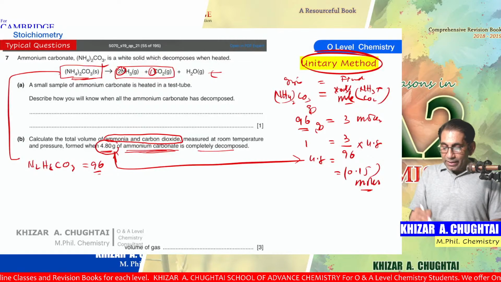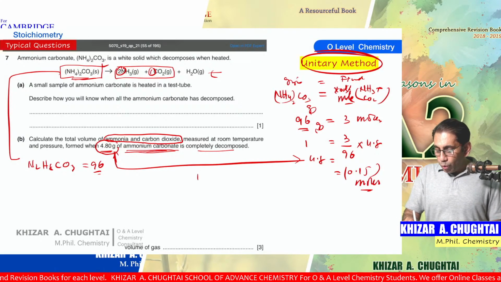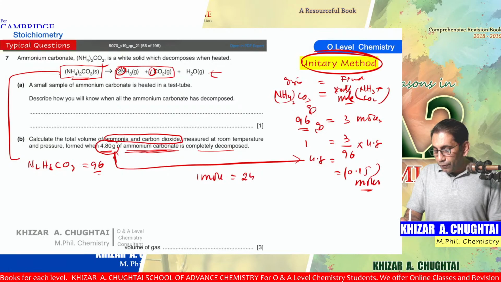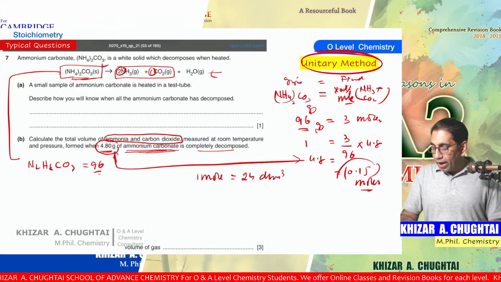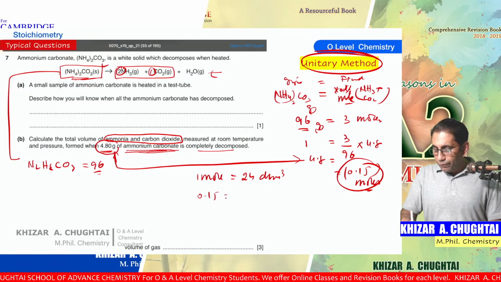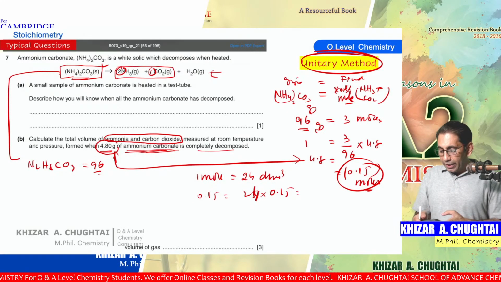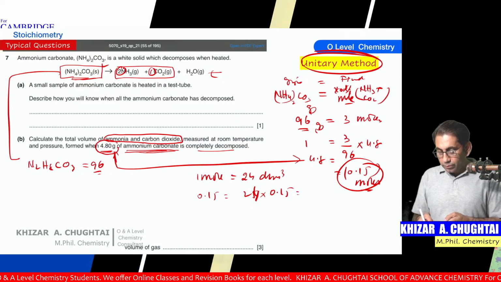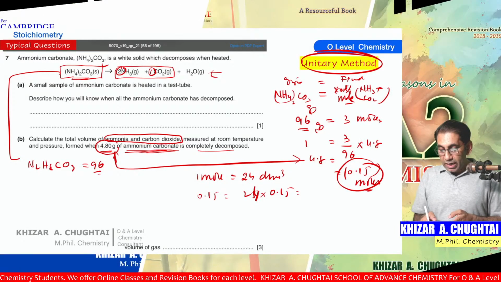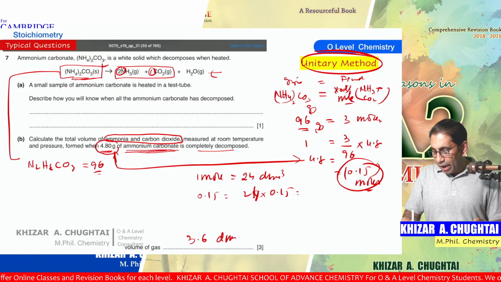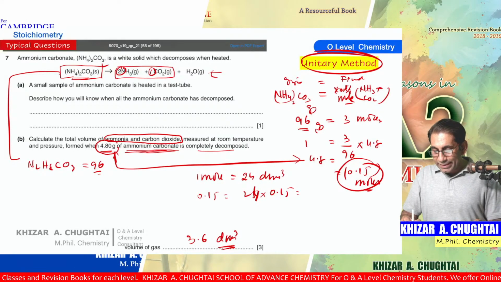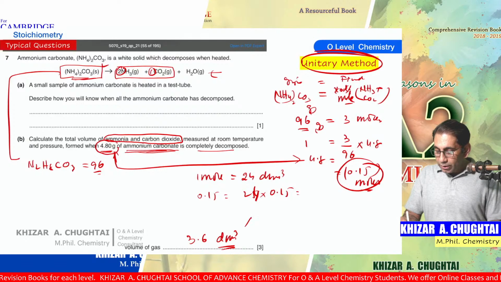And he is asking the volume at room temperature. You know, 1 mole is equal to 24 dm cube. And we are having 0.15 moles. Simply 24 into 0.15. That is the total volume, that is equal to 3.6 dm cube. I think it is very much necessary to mention the units.